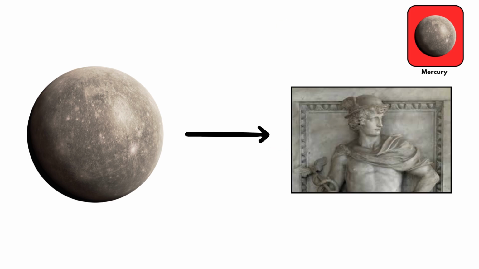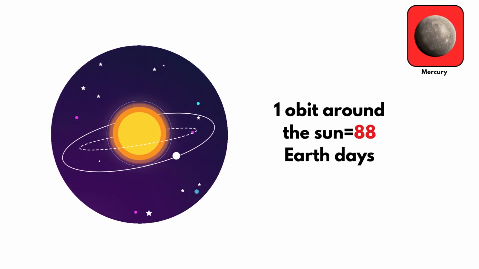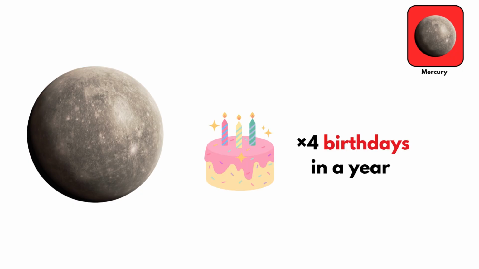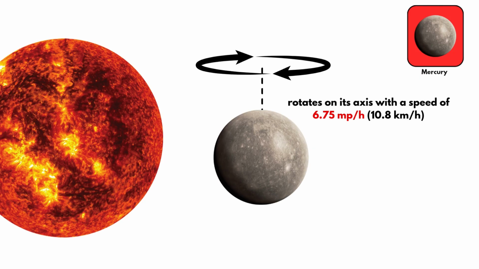Mercury is named after the Roman messenger god, and it races around the sun in just 88 Earth days. That means you'd have 4 birthdays a year. But the real kicker? A single day on Mercury, from one sunrise to the next, lasts about 176 Earth days. That's because it spins so slowly while orbiting so fast.